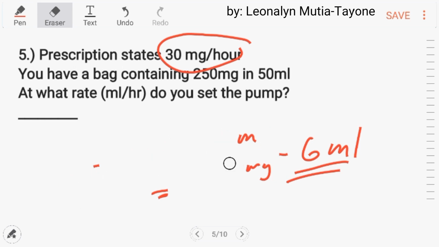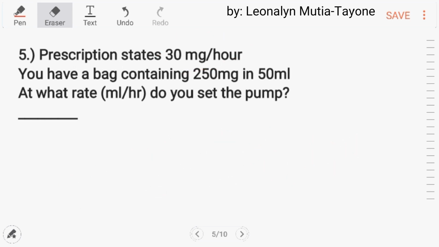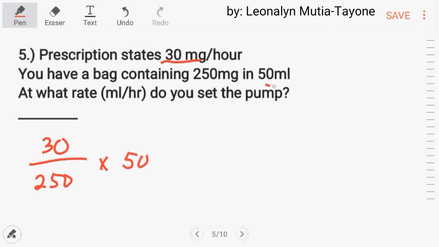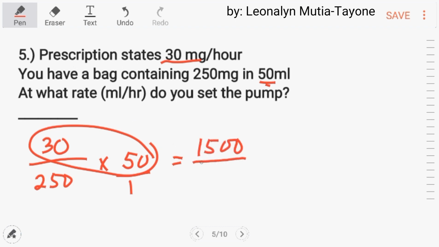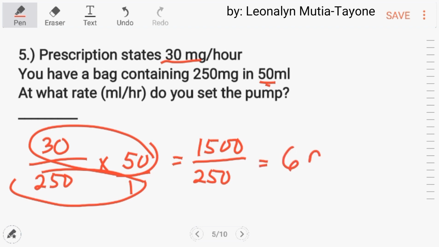Another way of solving this is like this. Desired dose 30, available 250 times the volume 50. So every whole number has an imaginary 1 under it. So numerator to numerator, we will multiply them. That is 1,500. Denominator to denominator, and that is 250. 1,500 divided by 250, and that is 6. So 6 ml.